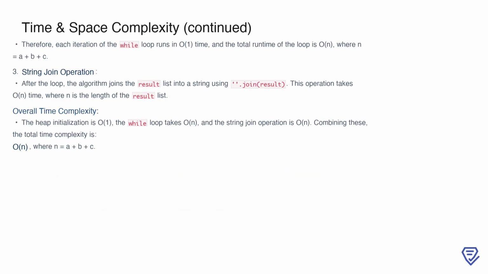Now, since each iteration of the while loop takes O(1) time, and the total number of iterations is proportional to n, the runtime of the loop is O(n). After the loop completes, the algorithm joins the result list into a string using the .join(result) operation. This step requires traversing all n characters in the result list and therefore runs in O(n) time. Combining all these components, we find that the heap initialization step is O(1), the while loop is O(n), and the string join operation is also O(n). Adding these together gives us an overall time complexity of O(n), where n is the total number of characters, or a plus b plus c.